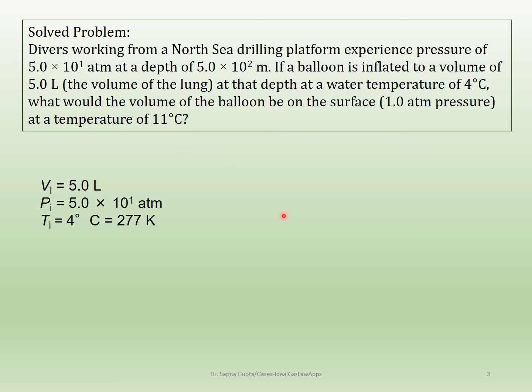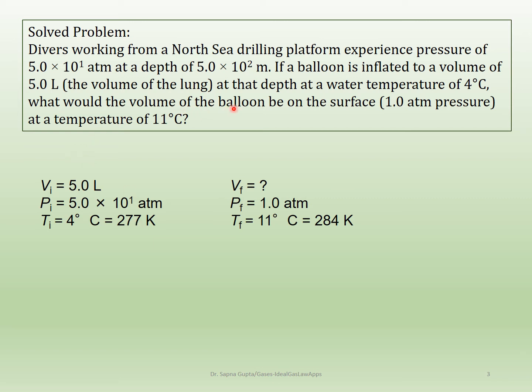So our initial is 5 liters at the pressure of 5.0 times 10 to the power of 1 atmosphere, and at that pressure and volume, the temperature was 4 degrees centigrade, which we immediately convert to Kelvin. So we don't have to think about this anymore. And then we get our final set of values.